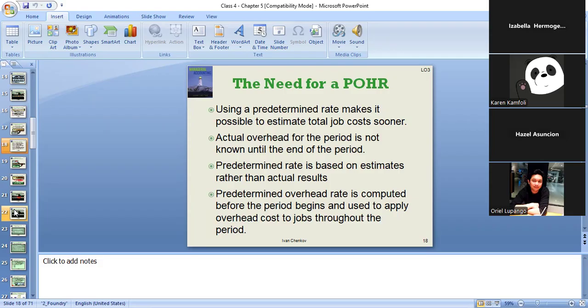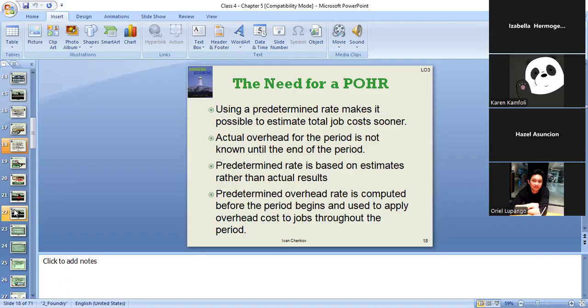Because we have direct material, direct labor, and manufacturing overhead. Second, we need the predetermined manufacturing overhead because the actual cost for the entire manufacturing overhead is not known until the end of the period. So basically, the predetermined overhead rate gives us the ability to apply the manufacturing overhead during the period without knowing the actual cost. But predetermined overhead is based on estimates, not based on the actual.